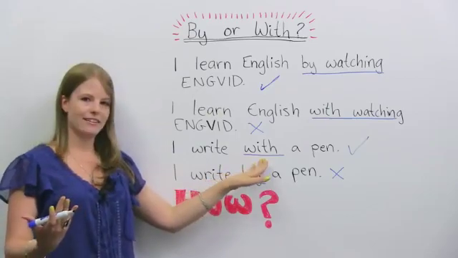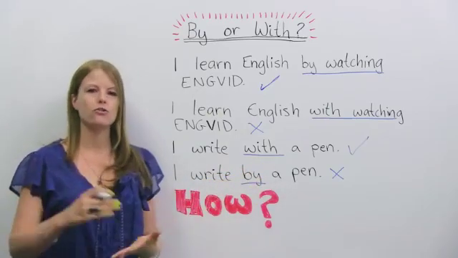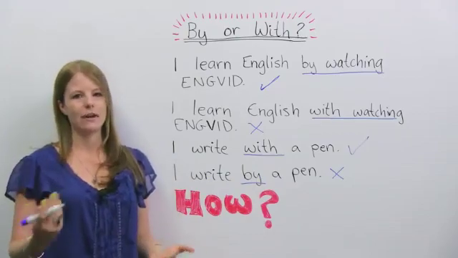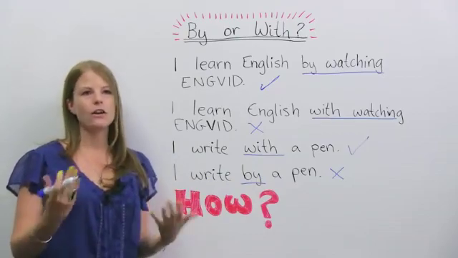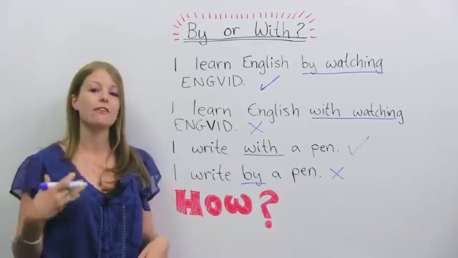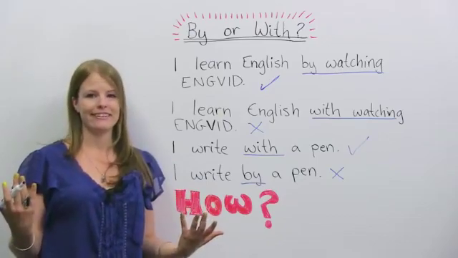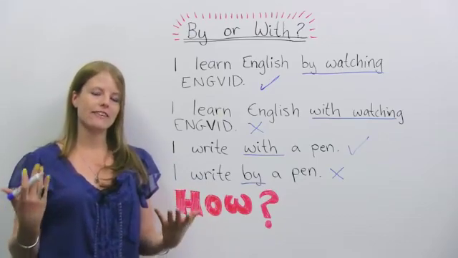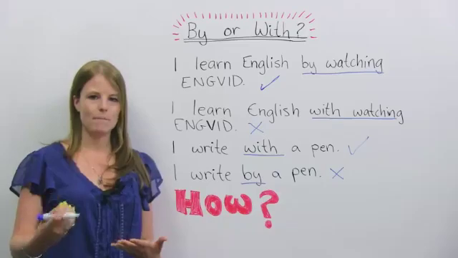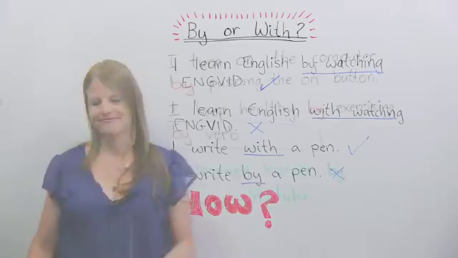Similarly with, it also answers the question how. How do you write? Well, I write with a pen. How do you eat dinner? I eat dinner with a fork, okay? Or I eat dinner with chopsticks. So they both answer the same question, how, but they are a little bit different. So let's look at these differences now.